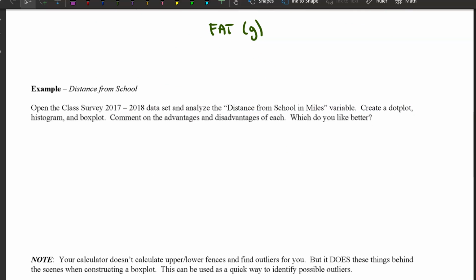All right. Distance from school. Analyze the distance from school in miles, create box plots, histograms, and dot plots. Comment on the advantages and disadvantages of each. Which do you like better? I'm going to save this for the next video because I do want to discuss a couple things.